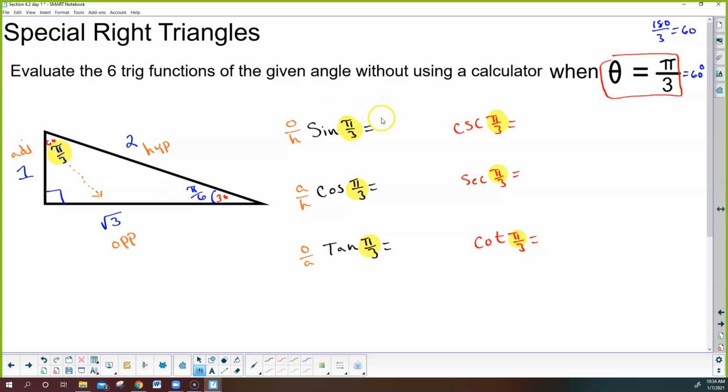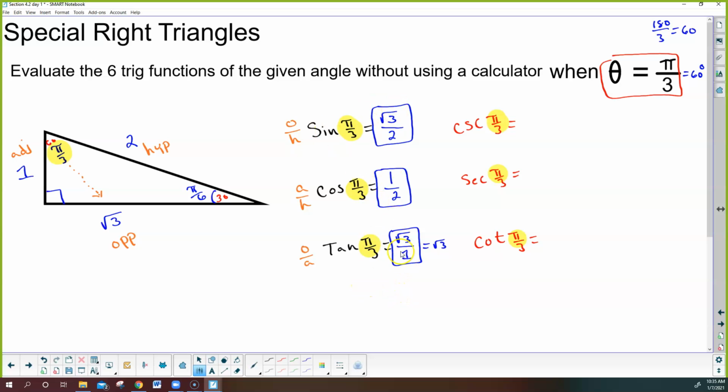And we know what the opposite is. Opposite over hypotenuse. The sine of pi over 3 is equal to the ratio of the square root of 3 over 2. Cosine is adjacent over hypotenuse, so that's equal to the ratio of 1/2. And tangent is the ratio of opposite over adjacent. Now, this one is a little unique. Instead of writing square root of 3 over 1, you could really just call that square root 3, and those would be the same.